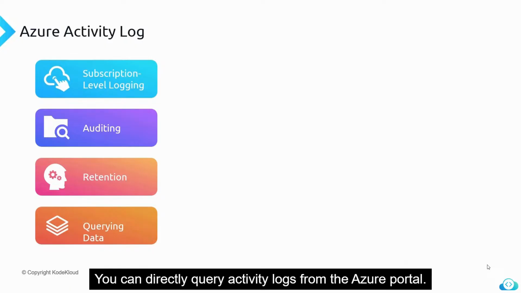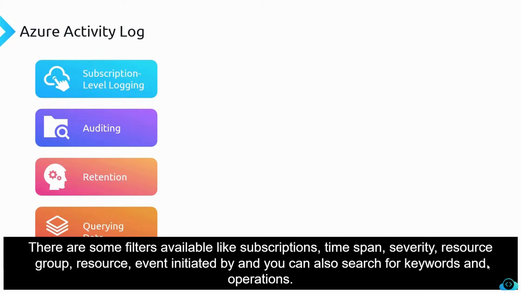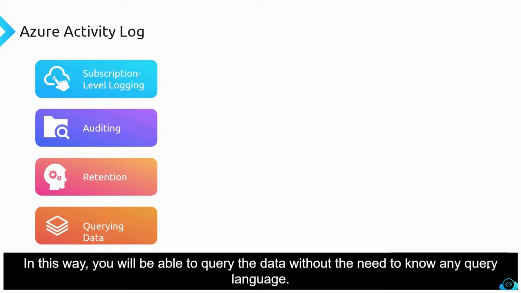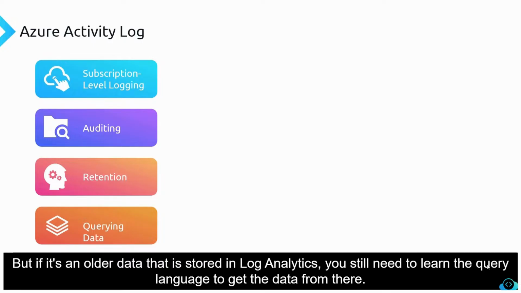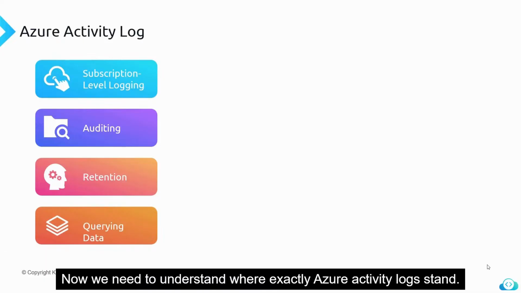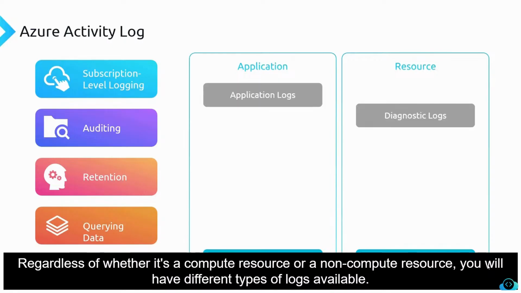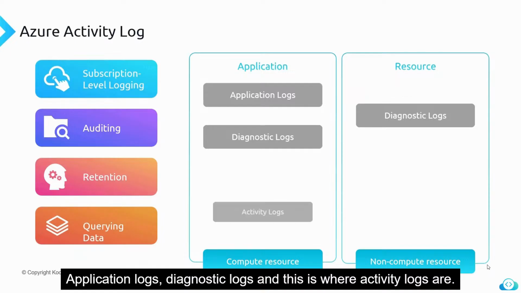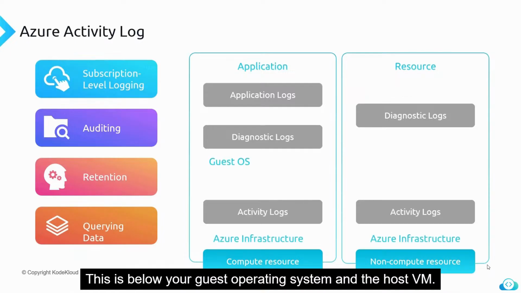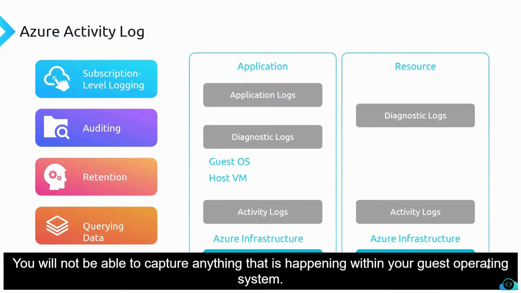Let's say your organization has a compliance requirement to keep all activity logs for 180 days. By default, we have 90 days. That's good, but what if we need logs older than 90 days, because our retention period is 180 days? In these kinds of scenarios, you have the option to export activity logs to a storage account or to Log Analytics, and you can query them from there. You can directly query activity logs from the Azure portal. There are some filters available like subscription, time span, severity, resource group, resource, and event initiated by, and you can also search for keywords and operations. In this way, you will be able to query the data without the need to know any query language. But if it's older data that is stored in Log Analytics, you still need to learn the query language to get the data from there.